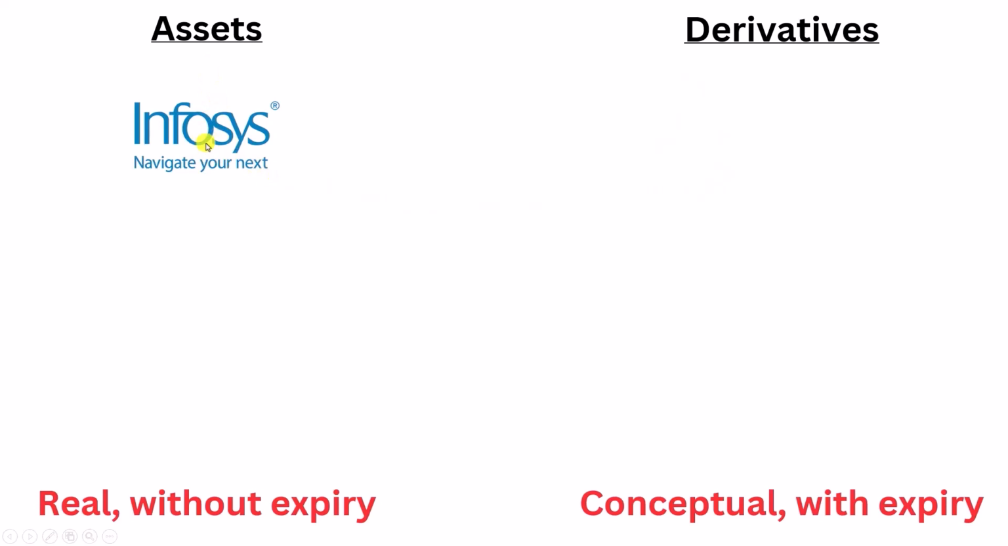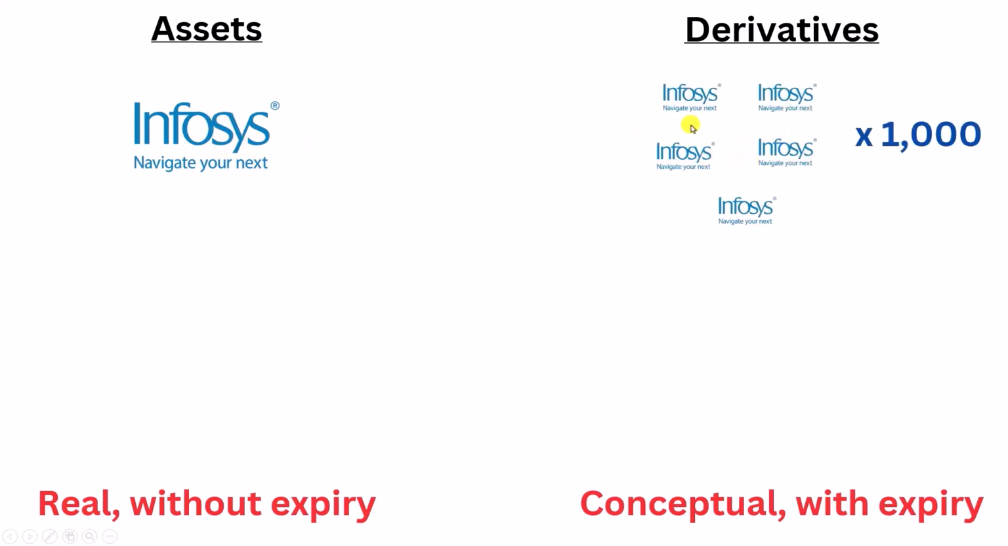You can buy the stocks of Infosys on a stock exchange through a broker. Okay, this is the asset, and derived from this asset is this. This is a bundle of Infosys stocks, and this is a bundle of 1000 Infosys stocks. Okay, you can buy this on a stock exchange too.